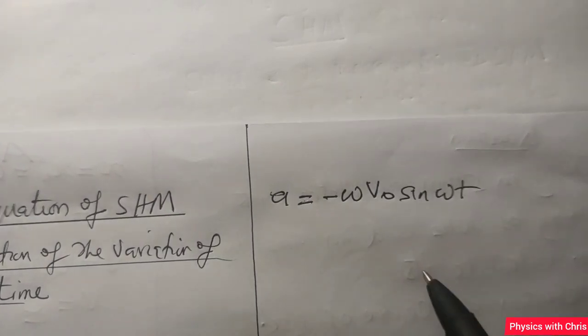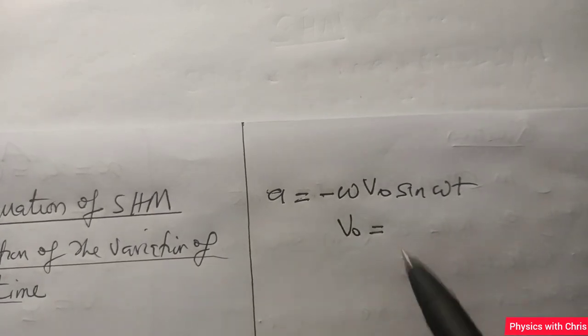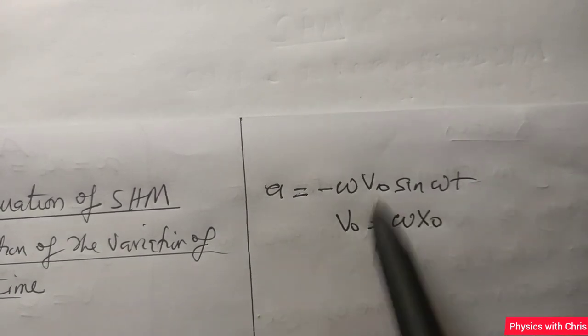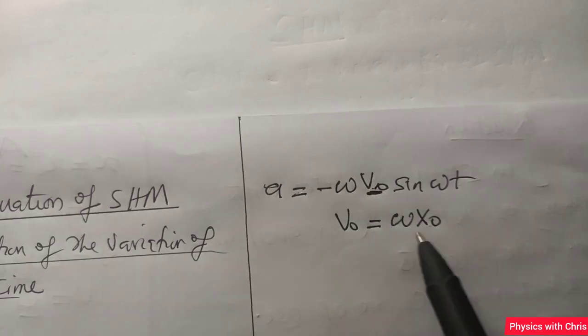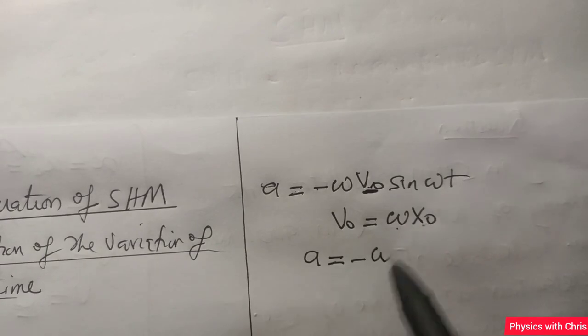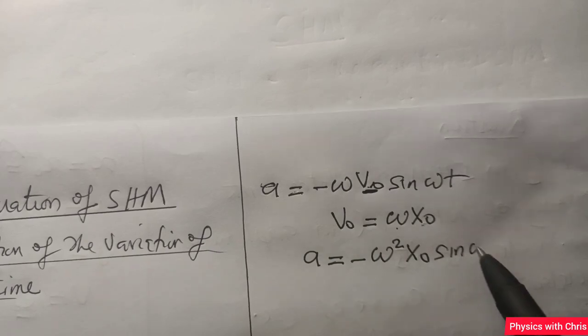Omega times t. And recall that v naught was our maximum velocity and is given by omega times the amplitude of oscillation. So if I replace v naught with omega x naught, I have acceleration equals minus omega squared x naught sine omega t.